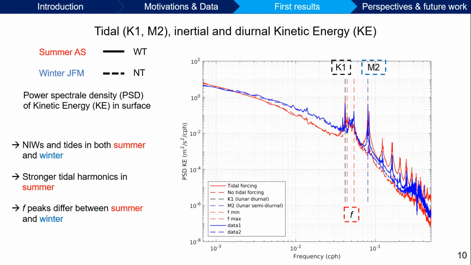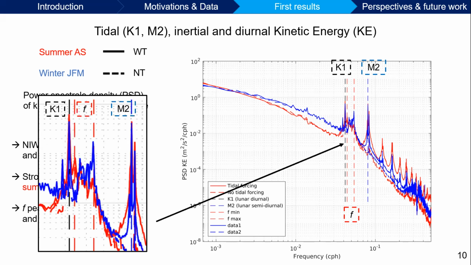We are now looking at the power spectral density of kinetic energy in the domain at the surface. In red, you have the summer, in blue, you have winter. Dotted points are for the no tide simulation, and the solid line is for the with tide simulation. What you can see is that in both simulations, in both summer and winter, we have near inertial waves and tides. We have two constituents of the tides, the semi-diurnal M2 and the diurnal constituent K1. You can see that we have stronger tidal harmonics in summer.